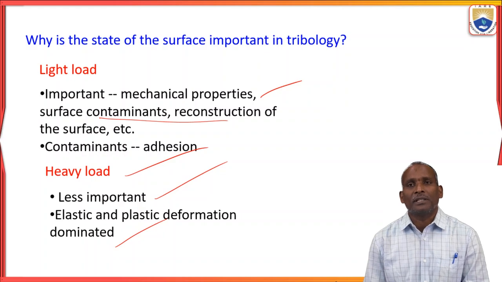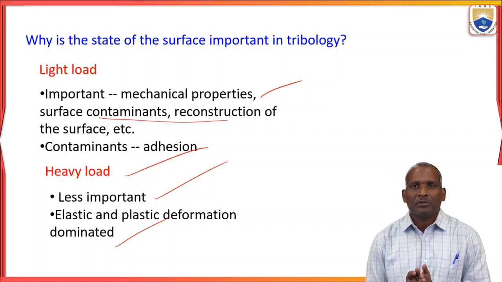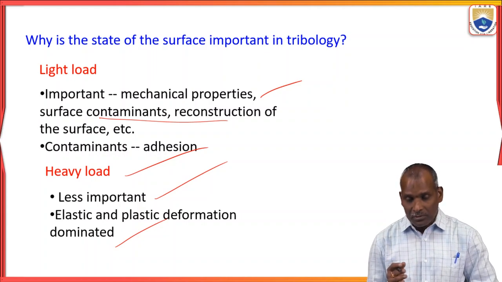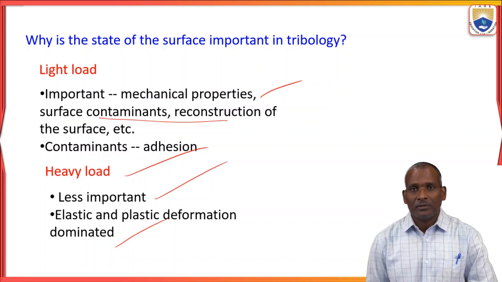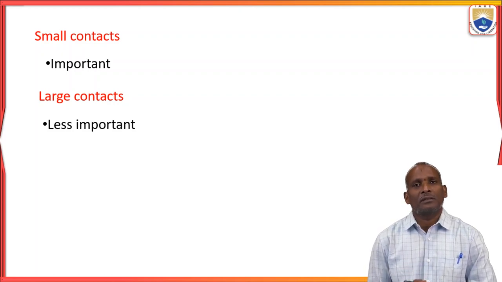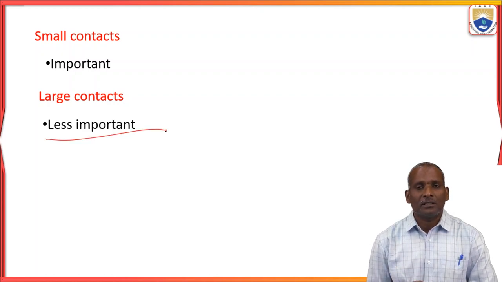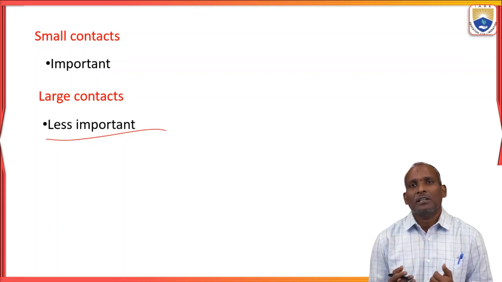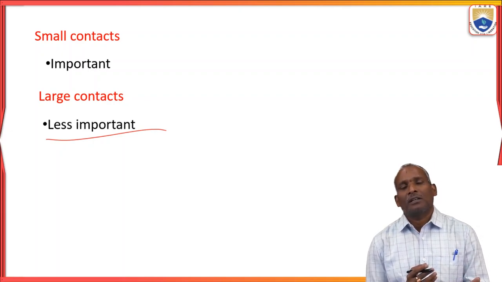In this case, the elastic and plastic deformation properties will dominate the surface finish. That depends upon the application and the type of load, so the surface finish will vary. That's why you should consider these loads while calculating the surface topography. Wherever small contacts are there, like a cam follower, the surface finish is very important. For large contacts there is less need, it is less important. So a smooth surface is always possible; there is no question of rough surfaces. That is based on the contacts and depends upon the loads. According to the load, the surface finish will vary.